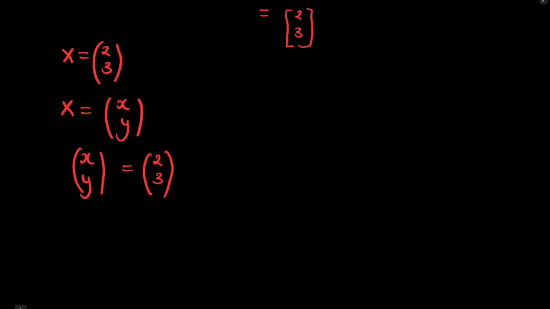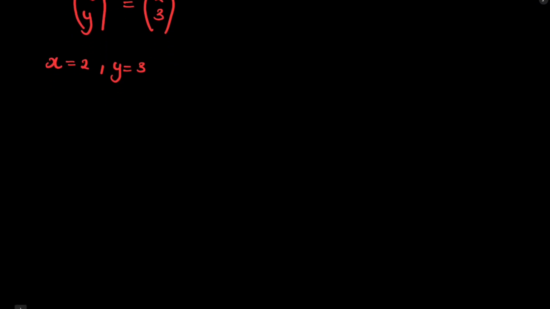Now this takes us to equality of matrix. So since these two matrices are equal, that means x is simply equal to 2 and y is equal to 3. So it's very nice and clean. That's all. It's not difficult. So now let's go bigger. Let's go with 3 equations. Now 3 equations with 3 unknowns.